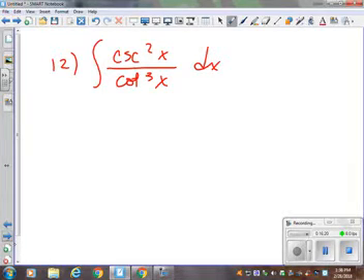Cotangent of x. What is the derivative of cotangent of x? Tyler, you with us? Okay. He's about to nod off there. What is the derivative of cotangent of x? Cosecant squared. Is that there?